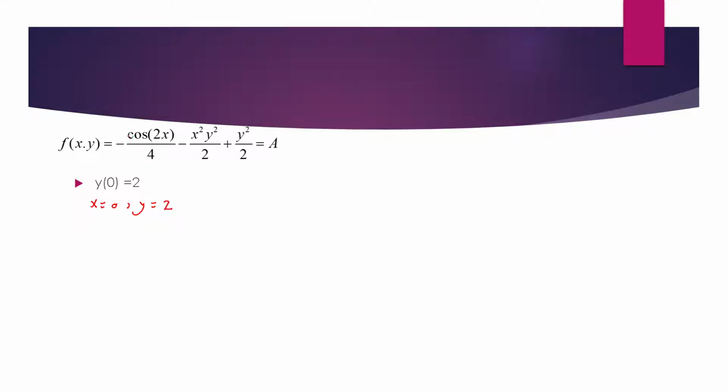So you plug in here. When x is 0, so you have negative cos, 2 times 0 is 0, so divided by 4. Okay, x is 0, then y is 0. So second term 0, third term 0, equal to a. Cos 0 is 1, so you have negative 1 over 4 equal to a.